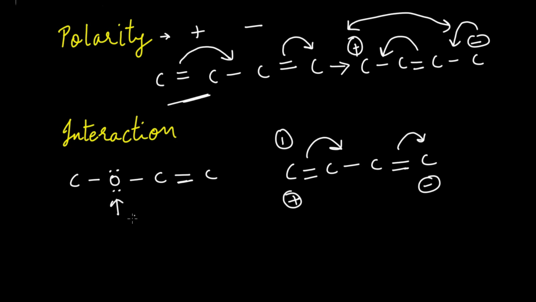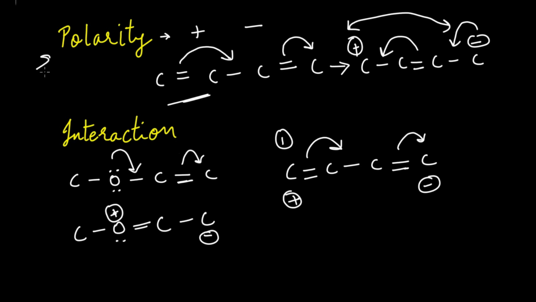Second type of interaction was between lone pair of electron and pi bond. This is your lone pair of electron and this is your pi bond. In this case, the transfer of electron will take place like this, and positive and negative charge will be created as can be seen: the carbon will have negative charge and oxygen will have positive charge. Here is your polarity created due to the transfer of electron. So this is your polarity and interaction. Now we will move ahead in the topic mesomeric effect.